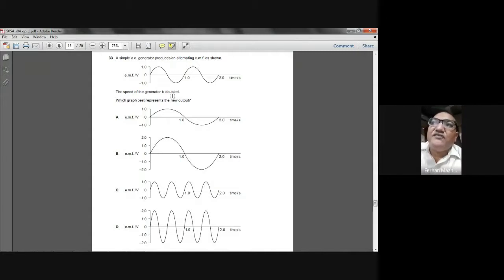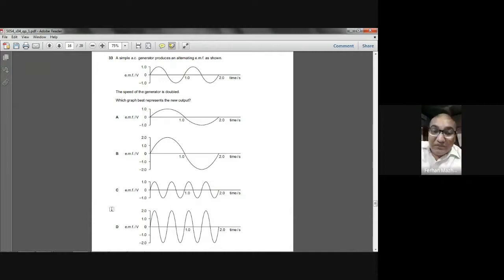If the wave was completed in 1 second, now the wave should be completed in half a second. In 2 seconds, there were two waves. In 1 second, there was one wave. Now when you double the speed, in 2 seconds there will be four waves, and the voltage will become two. So here we have one wave, two waves, three waves, four waves, and the voltage has become double.